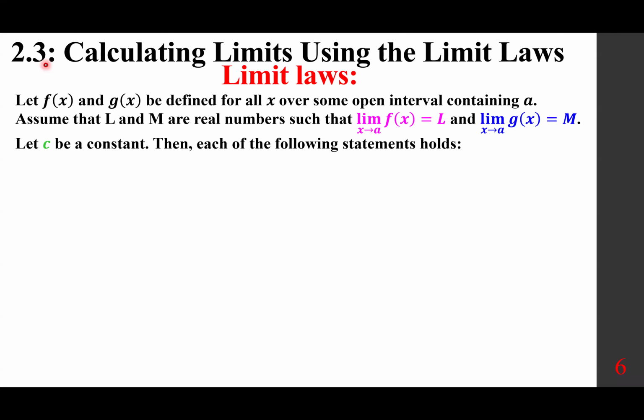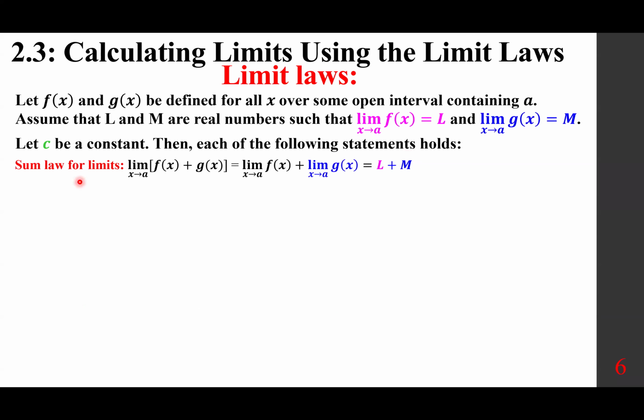2.3, calculating limits using the limit laws. Let f of x and g of x be defined for all x over some open interval containing a. Assume that L and M are real numbers such that the limit of f of x as x approaches a is L, and the limit of g of x as x approaches a is M, two different numbers. Let C be a constant, just some number. Then each of the following statements holds.